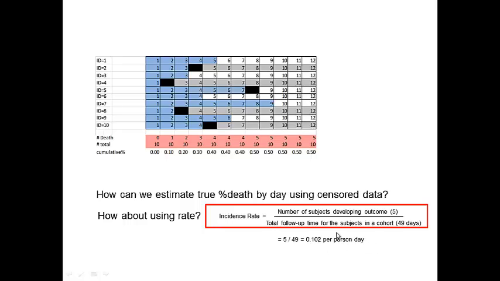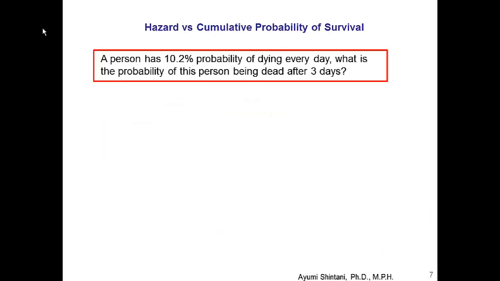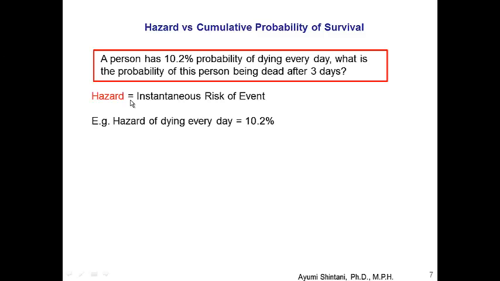So this is interpreted as: if you follow 1 person for a day, you'd expect 0.1 person to have an event. That means the daily risk of dying is 10.2%. Okay, for each day, 1 person has a risk of dying of 10.2%. So this 10.2%, which we call a hazard, is the instantaneous risk of an event, and every day this patient has a 10.2% risk of dying. Okay, so using the hazard, let's compute the probability of this person being dead after 3 days.